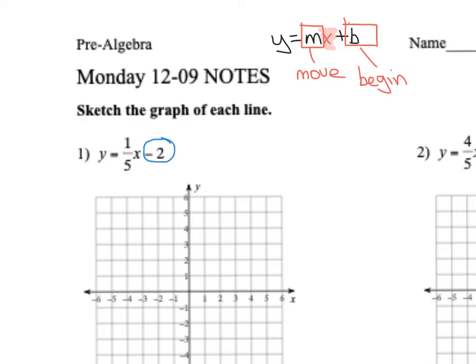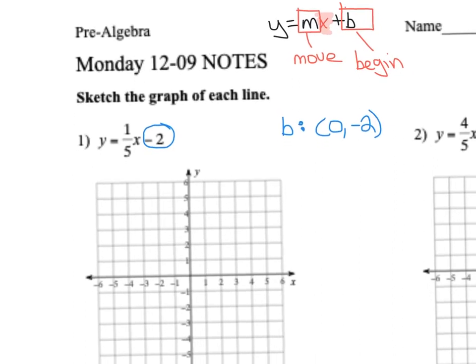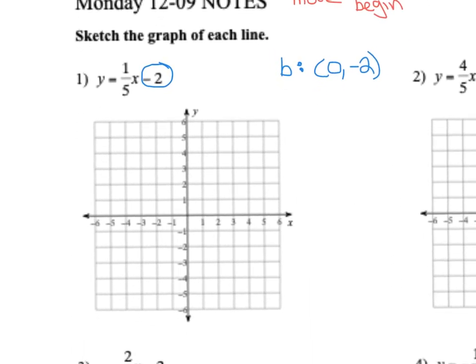Now it's important to remember that even though we read this as minus 2, it is the same as a negative. So I'm going to write where I begin as a point. Make sure that you write this down. And where we begin is at the point 0, -2. So I'm going to go ahead and put that point on my y-axis. And I always begin on my y-axis. So 0, -2.